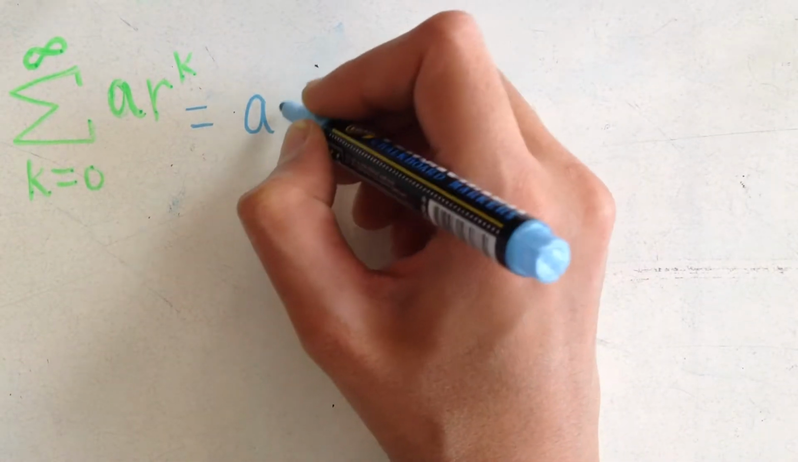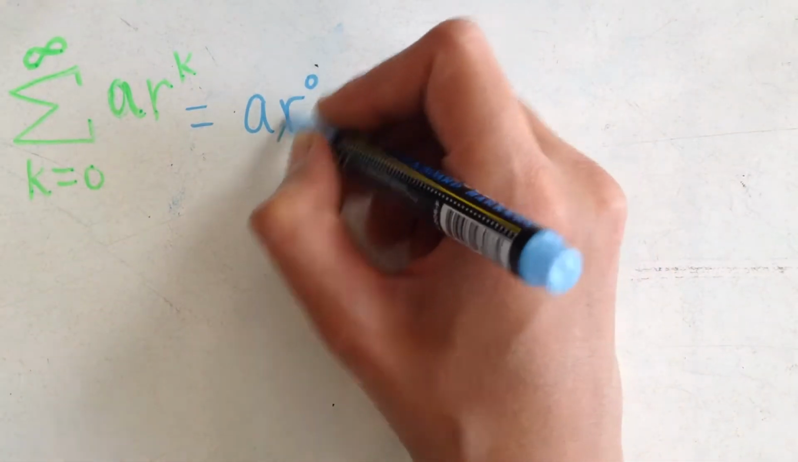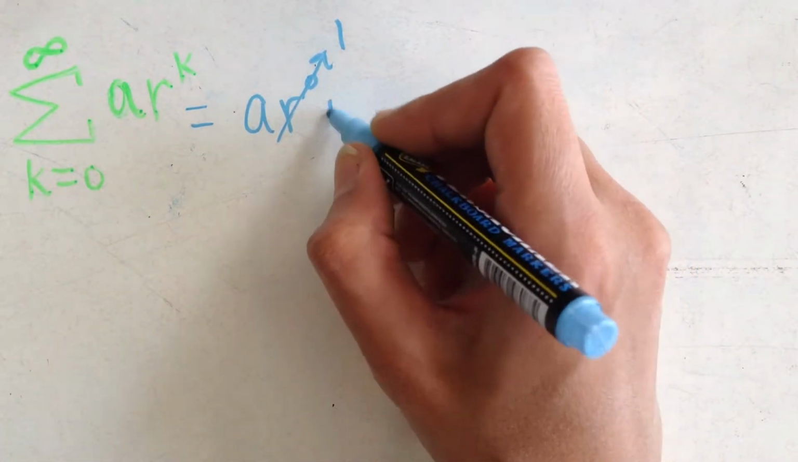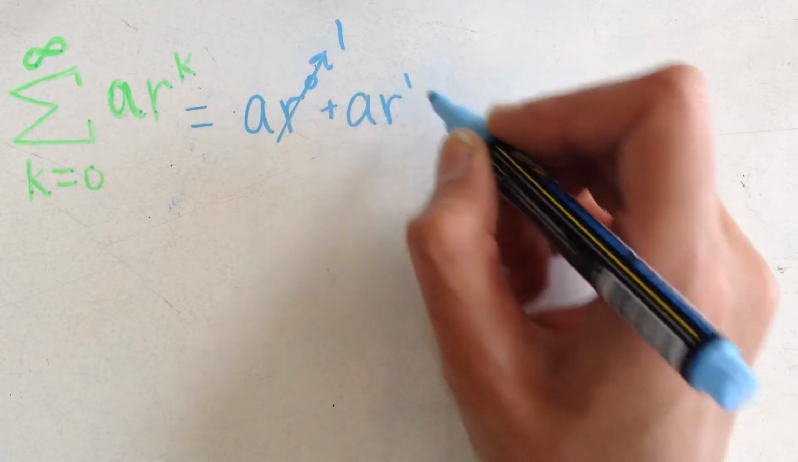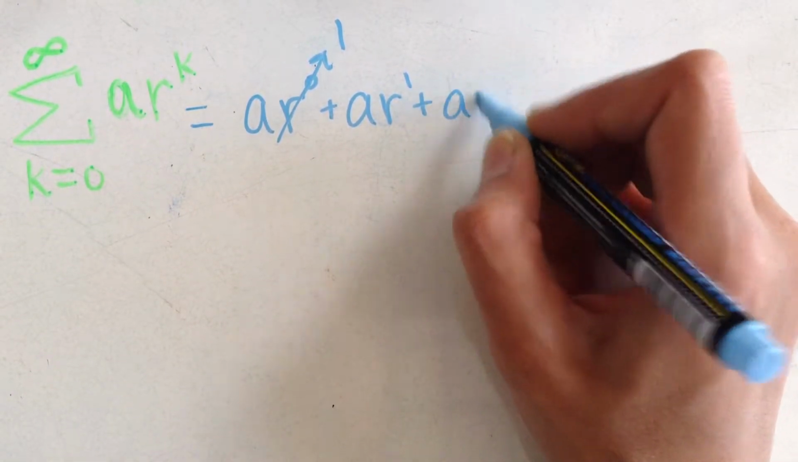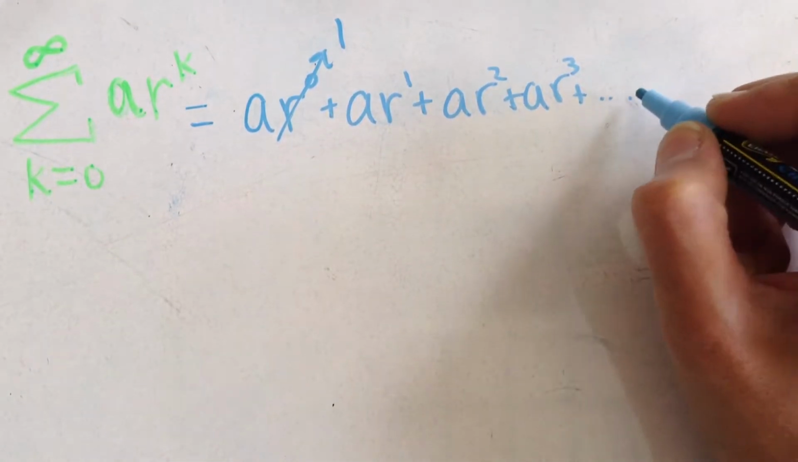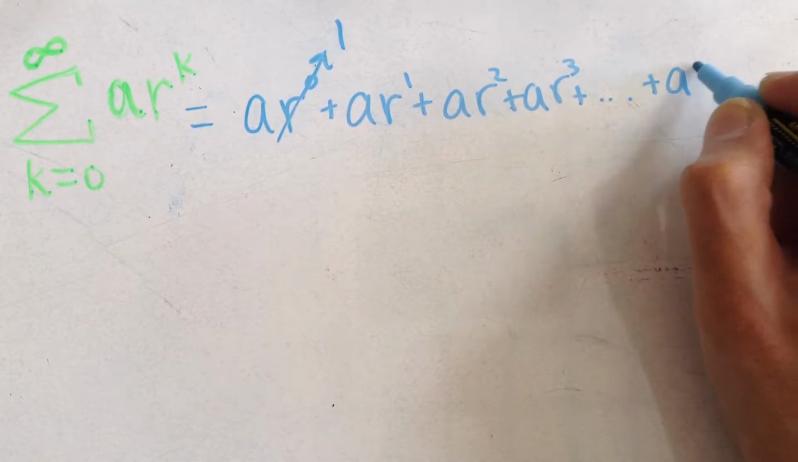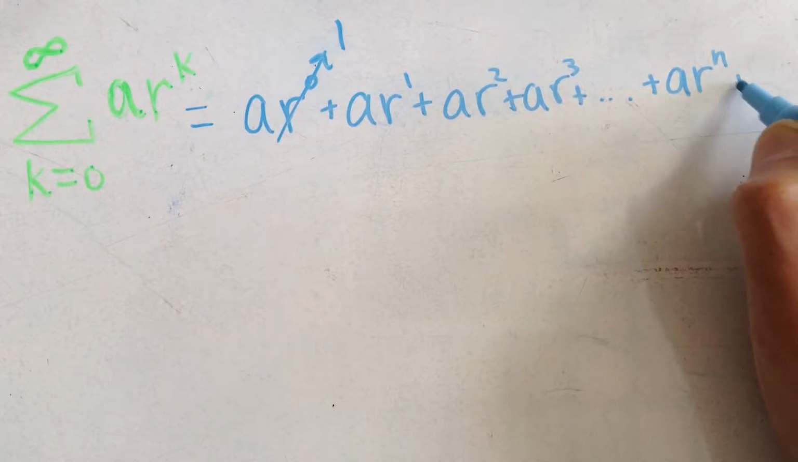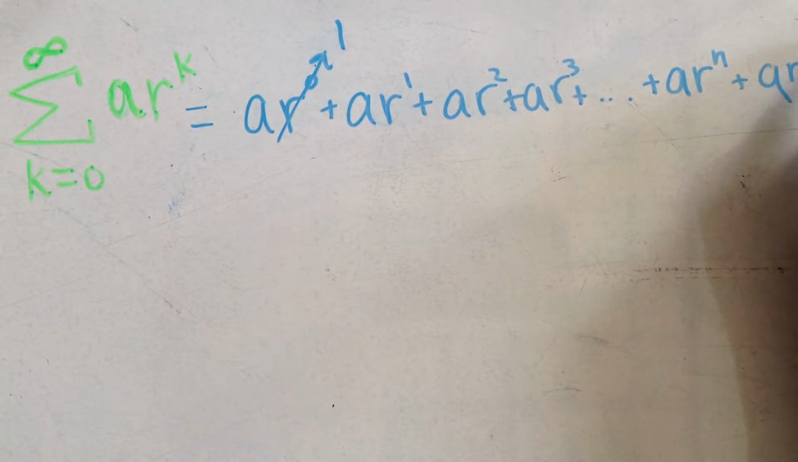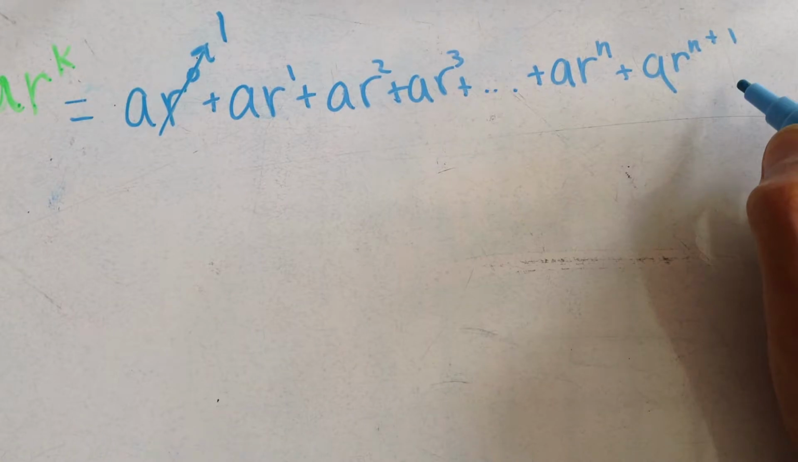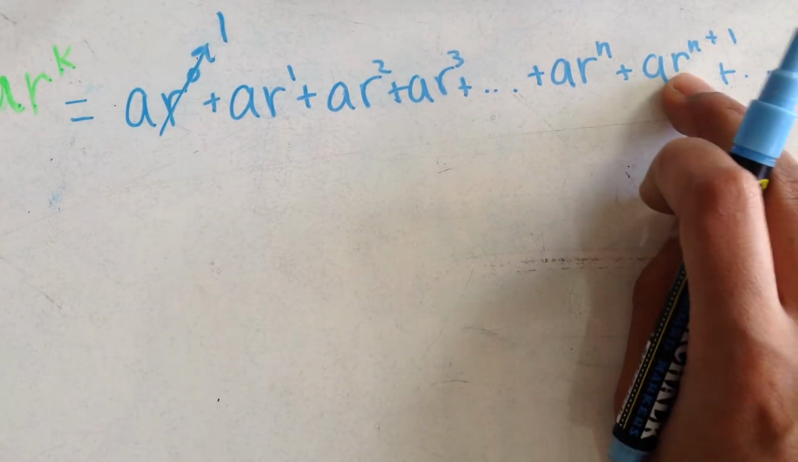So we would start with a times r to the power of 0, which is just 1 times a, plus a times r to the power of 1, plus ar squared, ar cubed, and so forth, until we get to some ar to the n plus ar to the n plus 1, and it continues on to infinity.